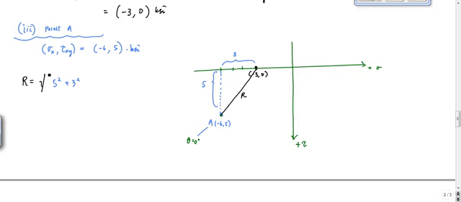5 squared plus 3 squared, which is 25 plus 9. What is that? 25 plus 9 is 34. What's the square root of 34? I think it's less than 6. Should be 5 point something. Let's see. 5.83 KSI, okay? 5.83 KSI right there. So that's what that radius is.